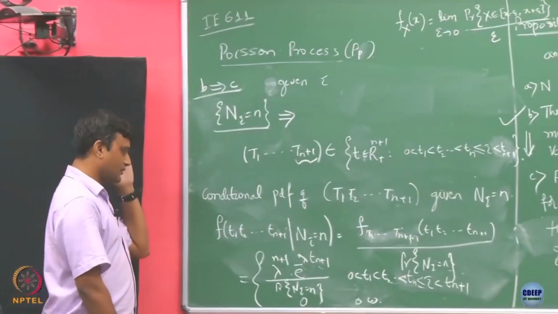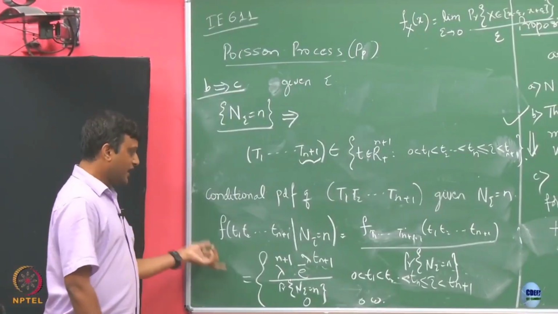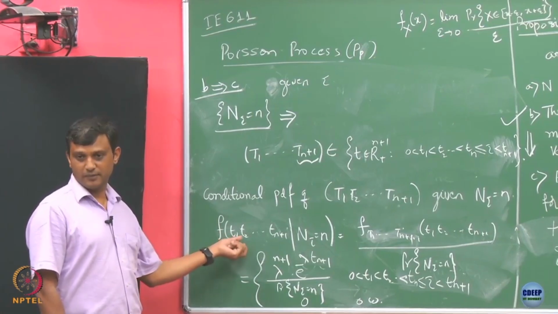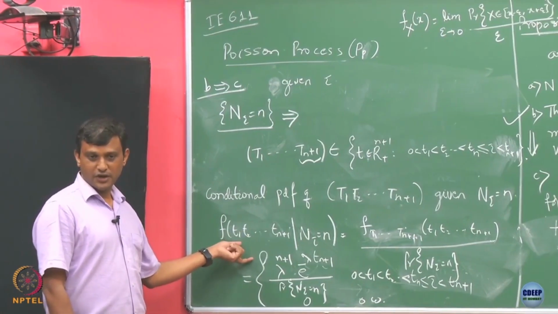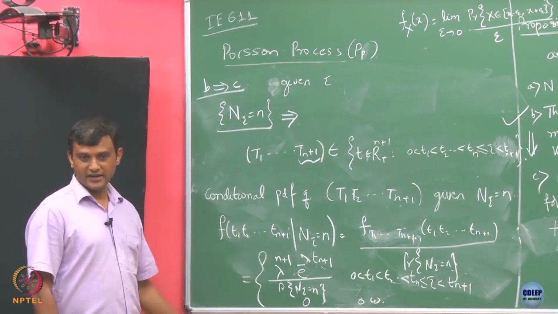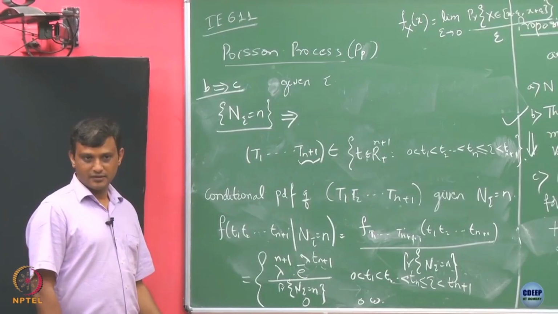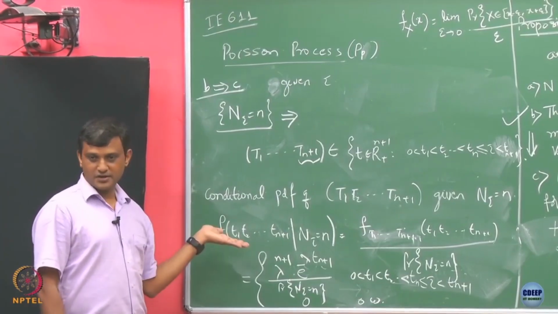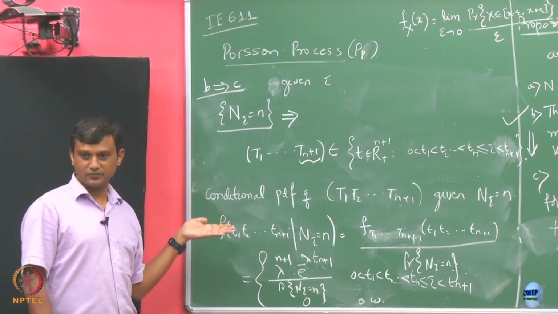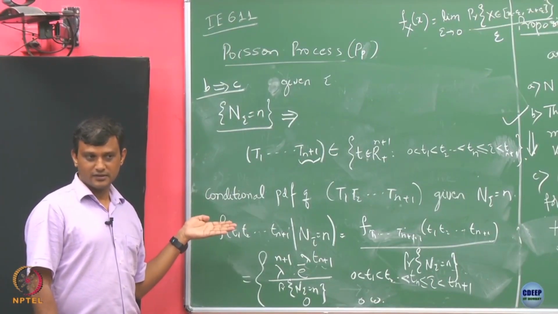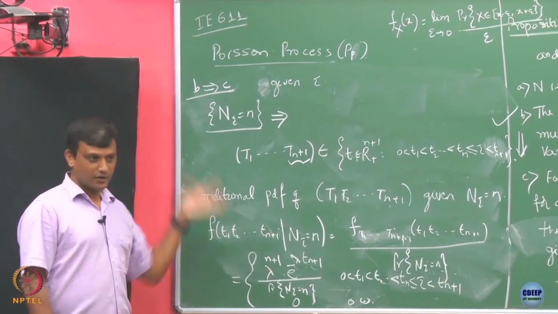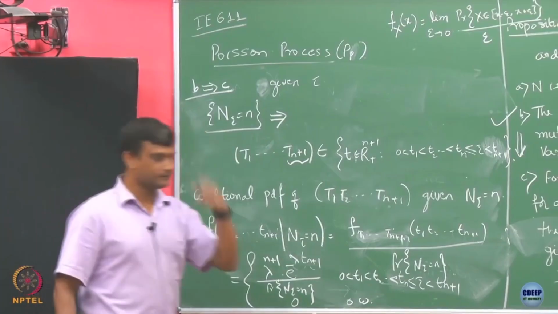Now, how to derive this? I have this joint distribution which is now of n plus 1 random variables. If I want to get a joint distribution of only the first n variables, how do I get that? Just integrate this function over what? Tn plus 1. And what are the possible values of Tn plus 1? Tau to infinity, right, it could be any value.